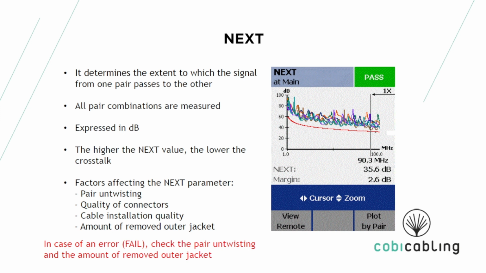Next, when pairs interfere with each other. NEXT shows whether the signal from one pair is interfering with the other. The most common problem is excessive pair untwisting when terminating the cable. This is sometimes the result of excessive cable tension during installation. The rule is simple: the shorter the unraveling, the better the result.